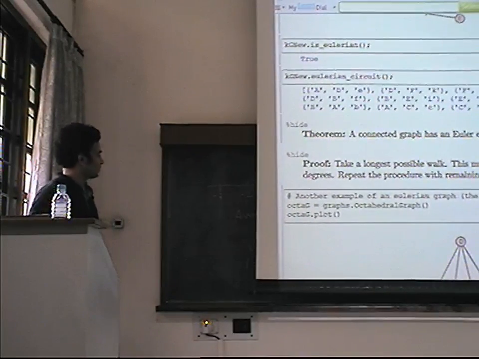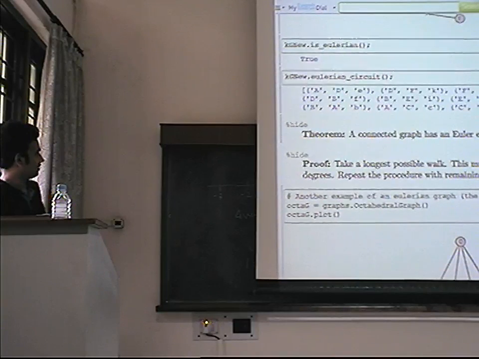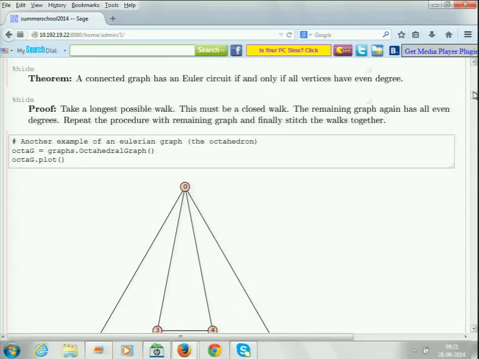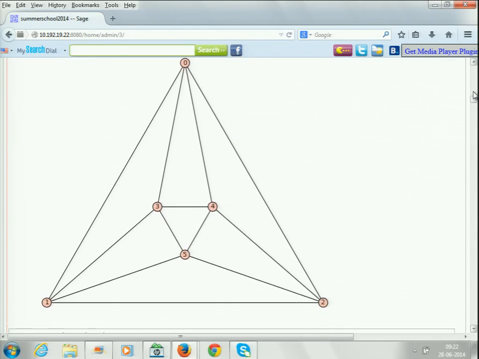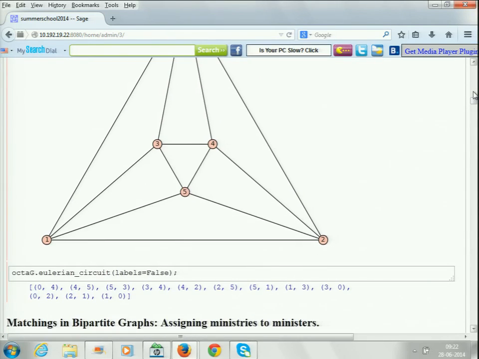And let's see one more example of an Euler circuit. It's a well-known graph, the octahedral graph. In Sage, for all well-known graphs you can just give their names. Here also all vertex degrees are even, and you can ask Sage for the Euler cycle, and it gives you one, starting from 0.